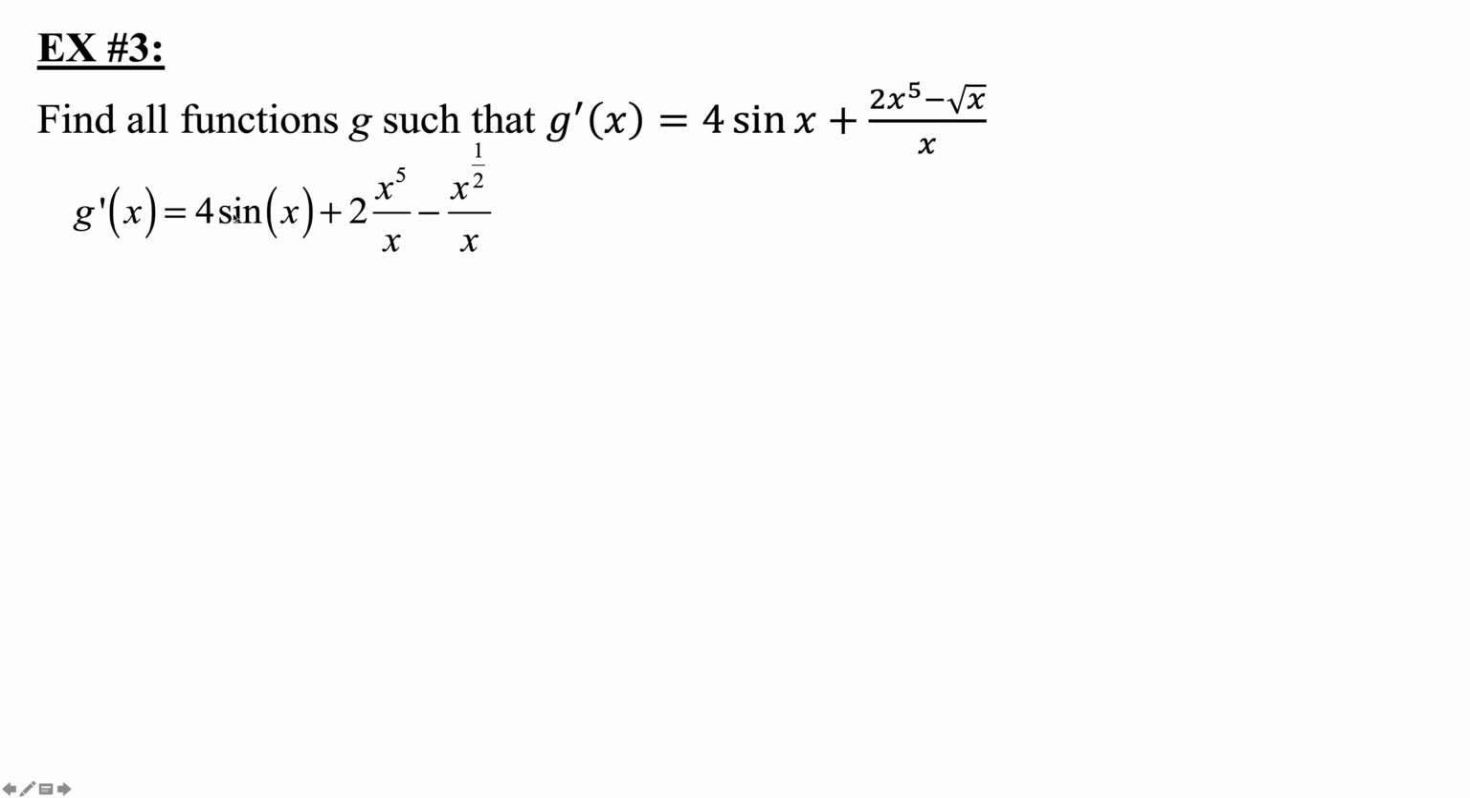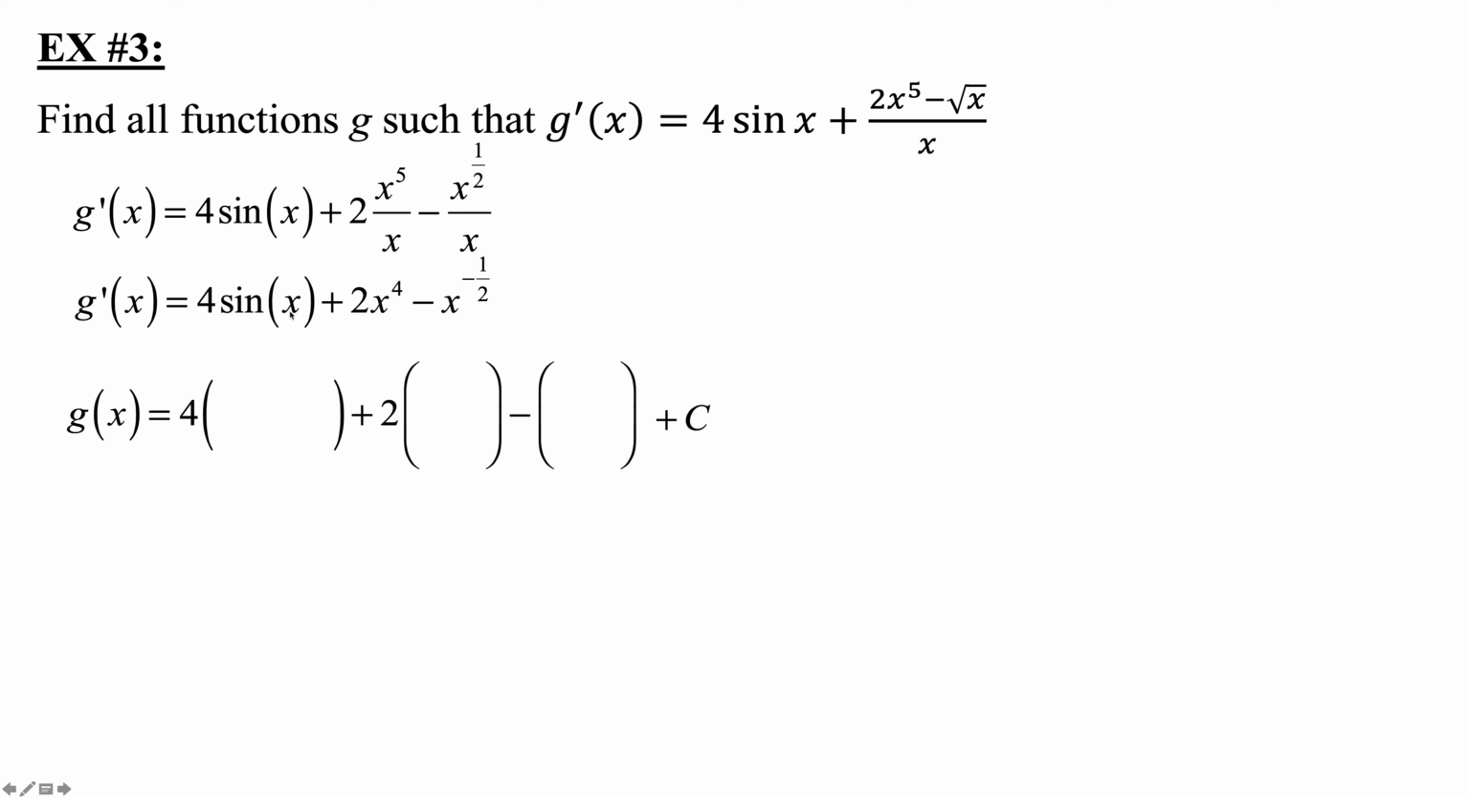I'm going to take my 4 sine of x plus 2x to the 5th, and I'm going to divide it by x. I'm separating this fraction here into 2 separate terms because I want to do the power rule backwards on these. And I'm going to simplify these. So x to the 5th divided by x to the 1st is x to the 4th. X to the 1/2 divided by x to the 1st, that's 1/2 minus 1, is negative 1/2.